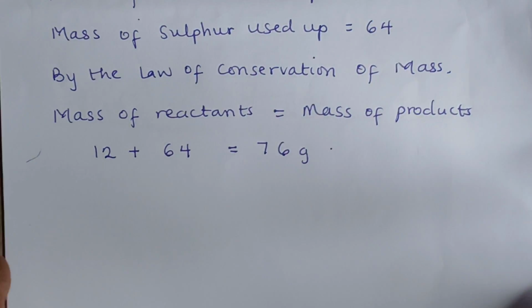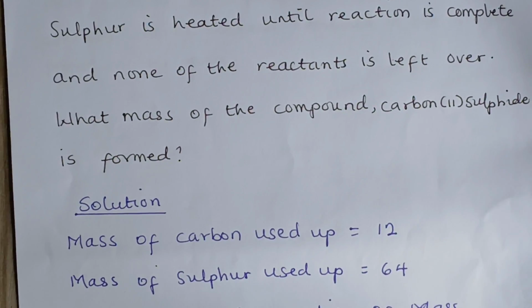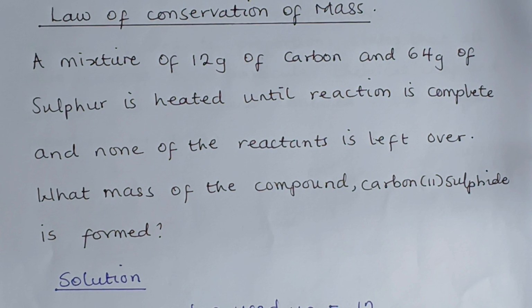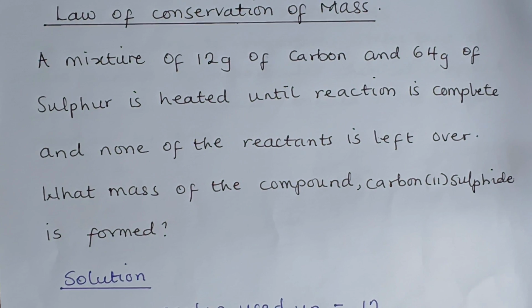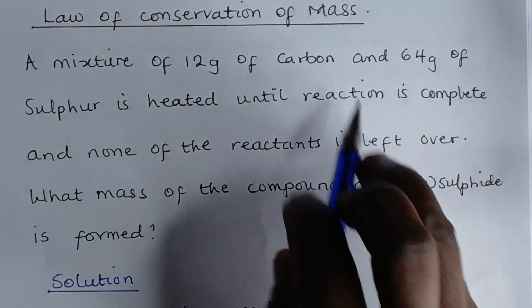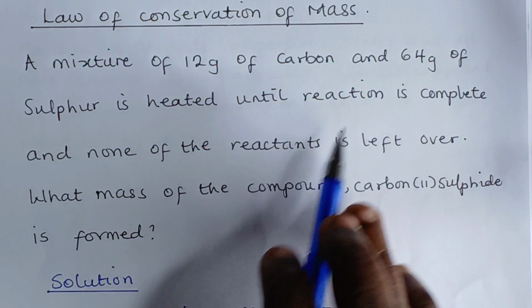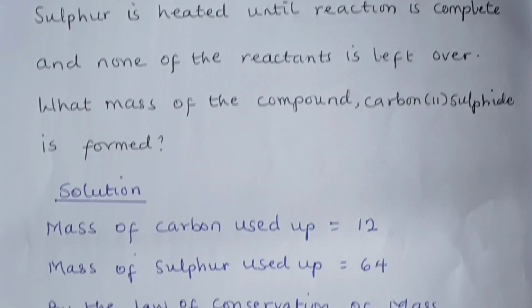And we have a simple calculation under this. That is, a mixture of 12 grams of carbon and 64 grams of sulfur is heated until reaction is complete, and none of the reactant is left over. What mass of the compound carbon disulfide is formed? That is, when carbon and sulfur react together, carbon disulfide will be formed. And the question is, what is the mass of the compound that is formed? Now, the mass of the compound will definitely be the mass of the reactants.